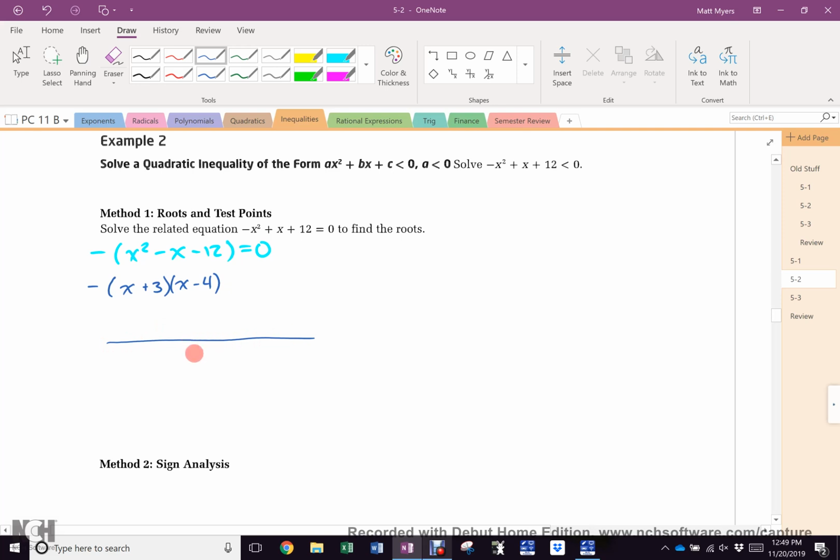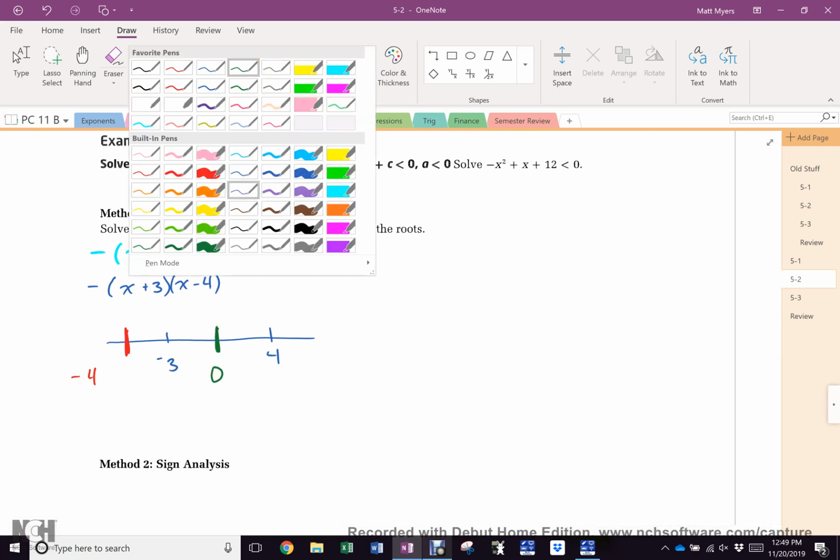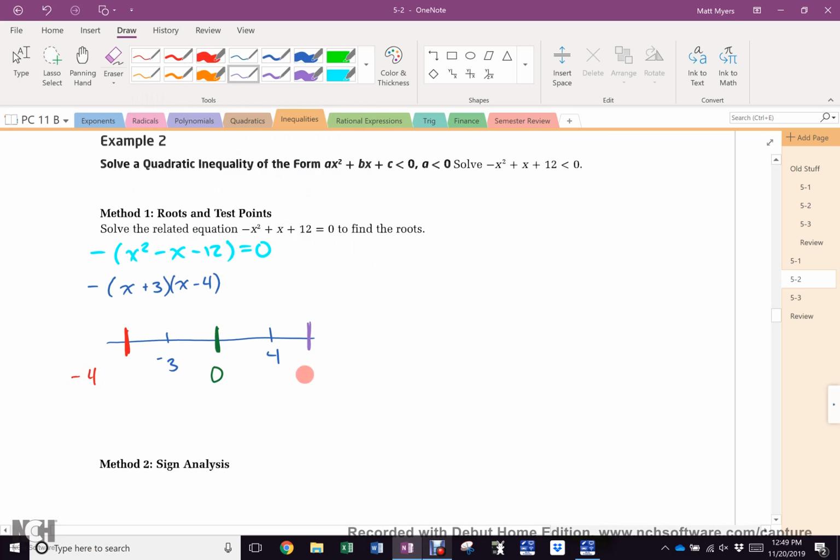So now that gives me my number line. What numbers need to go on my number line? Negative 3 and positive 4, which splits my x-axis up into how many groups? 3 groups. So I have to check how many spots? 3 spots. The red spot out here, what number could that be? Negative? Sure. Negative 4. What number could that be? 0. What number could that be? 5. Then we just check.